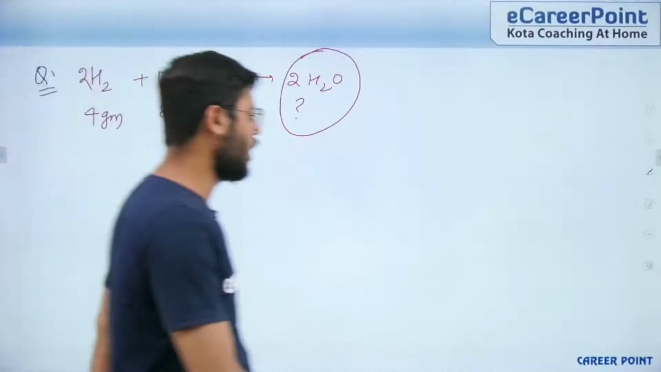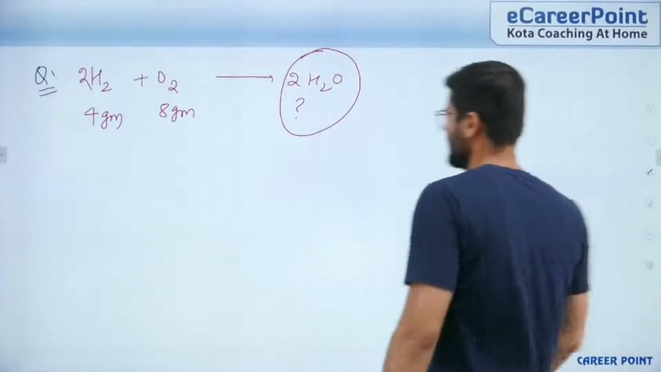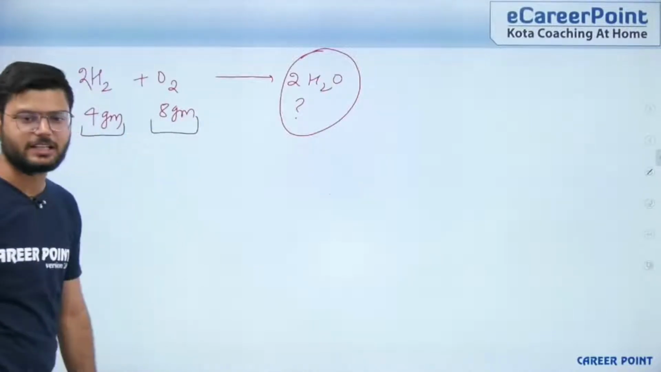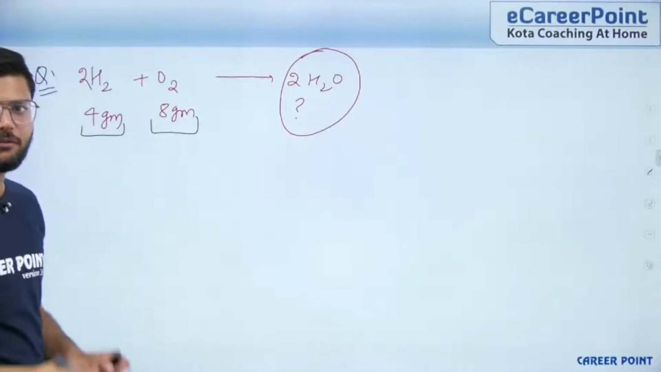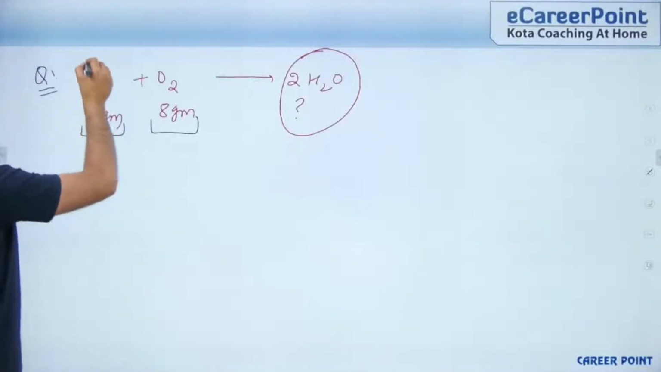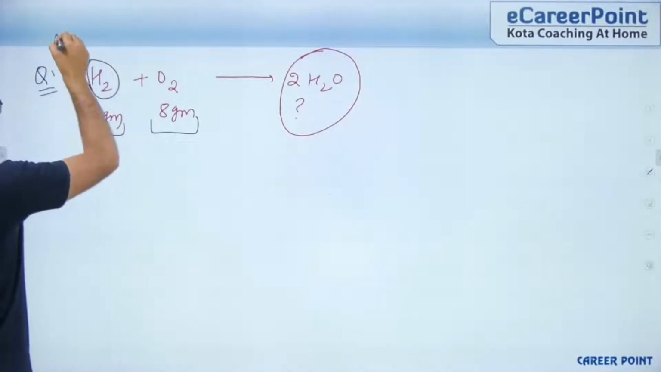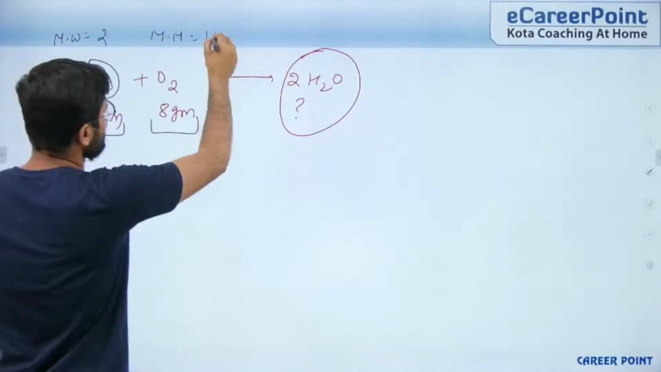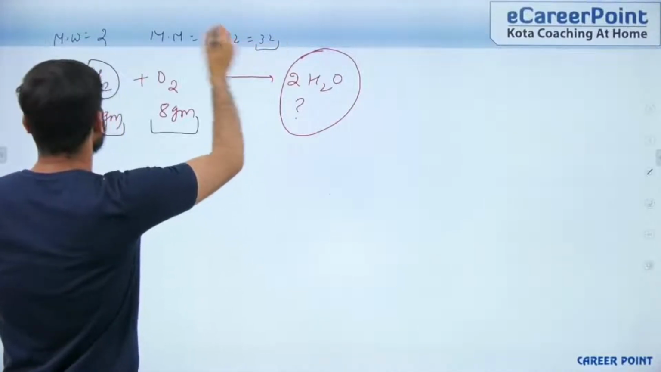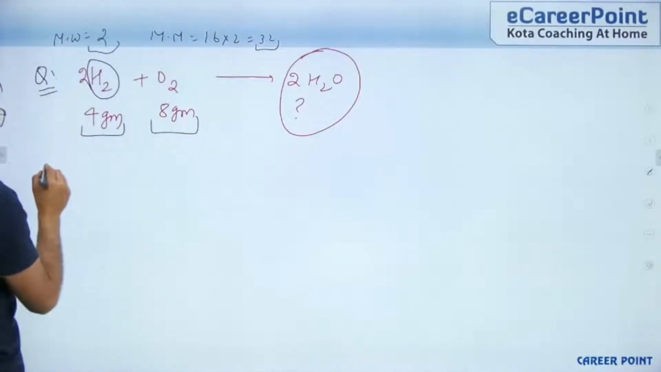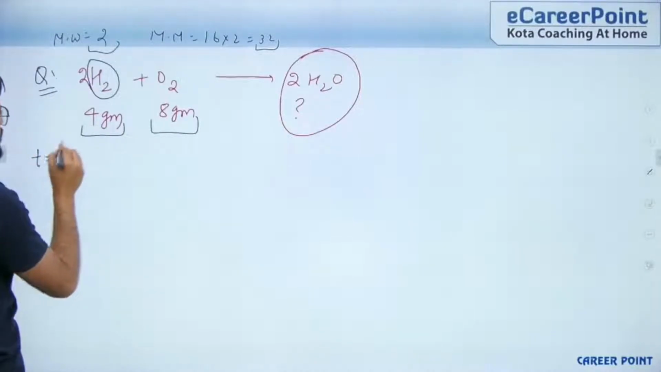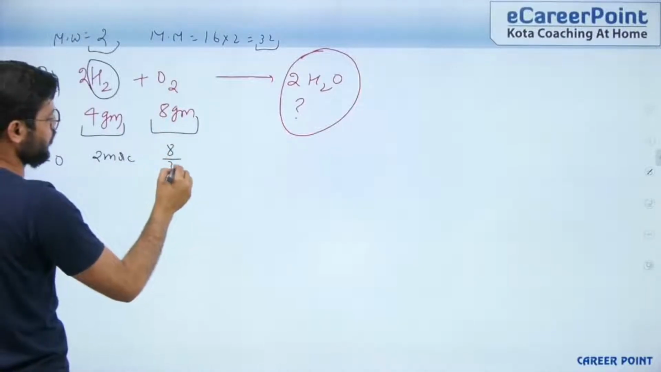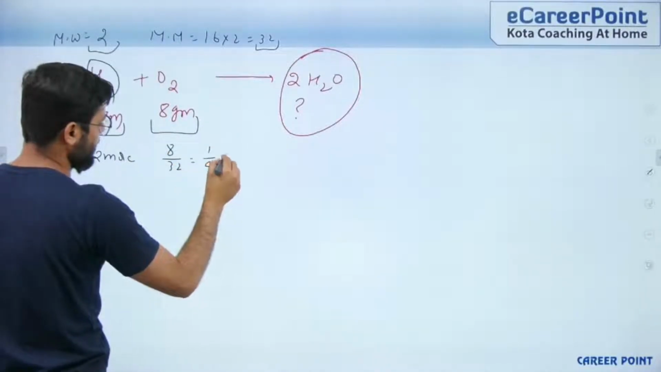Okay, so how will you do this? Firstly, I will suggest to all of you that convert them into the number of moles. How will you convert them? So we have hydrogen, the molar mass of hydrogen is 2, molar mass of oxygen is 16 into 2 equal to 32. So I can just convert into the number of moles. 4 divided by 2 is 2 mole, and it will be 8 by 32, which is equal to 1 by 4 mole.